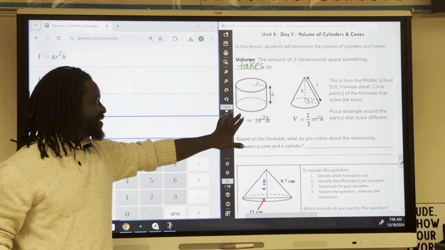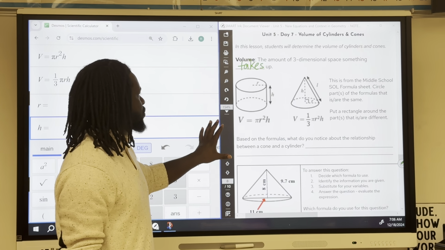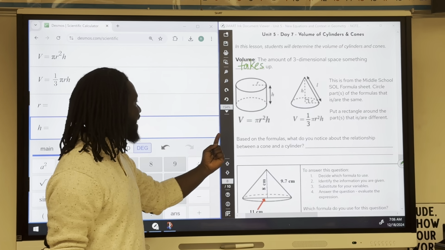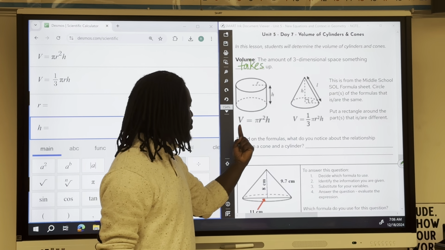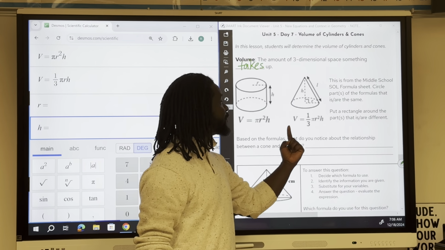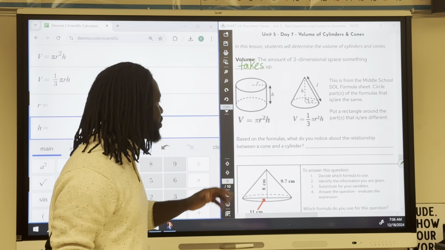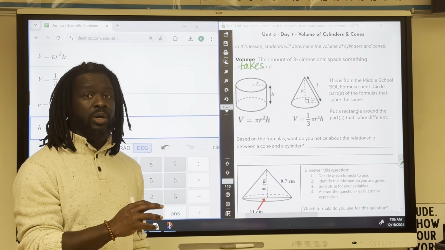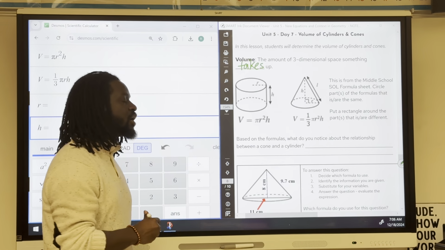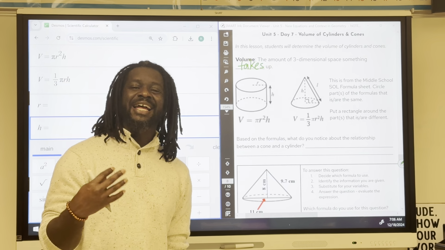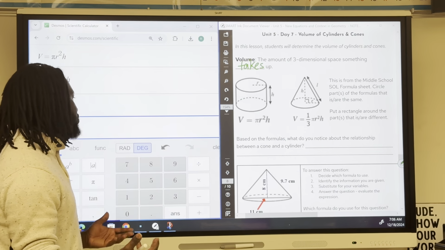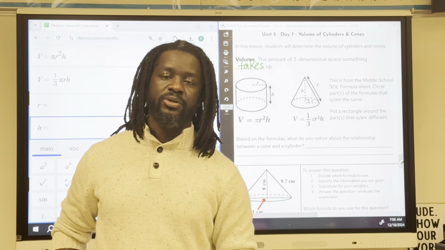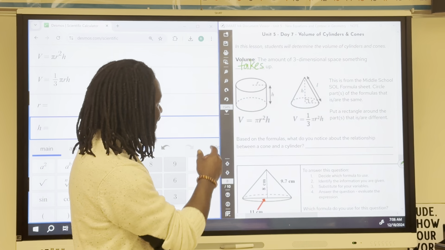So before I get into talking about the formulas, I want you to do this. I want you to look at the formula for a cylinder, and then look at the formula for a cone, and do two things. Put a rectangle around the parts that are different, and put a circle around the parts that are the same. Then, based on the formulas, answer this question: what do you notice about the relationship between a cone and a cylinder? Pause it and reflect on that right now.